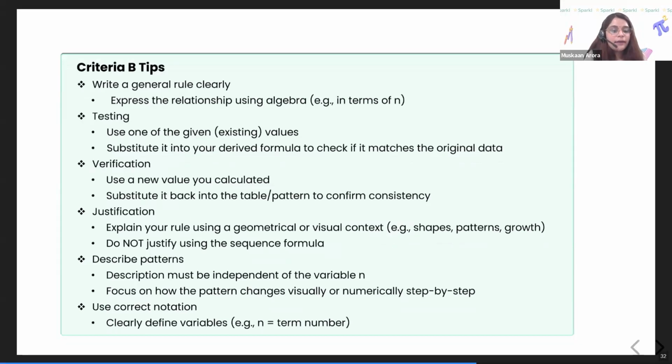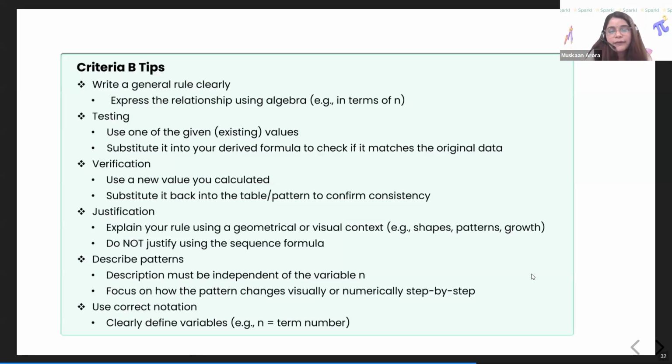Justification is when you have to, as the word says, justify what rule you found, but not using the sequences pattern, right? Because you've already used the sequences pattern. What you have to do in the case of justification is you have to explain it with some geometry or some other context that it is related to.